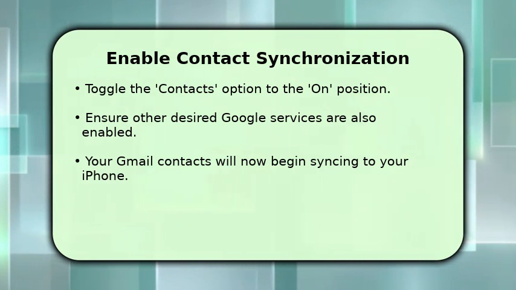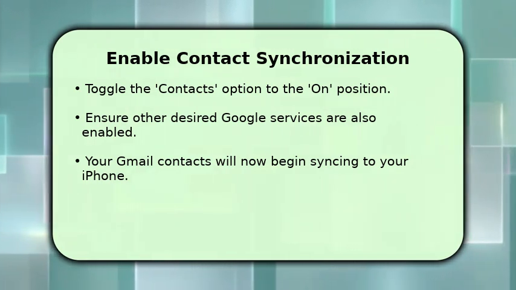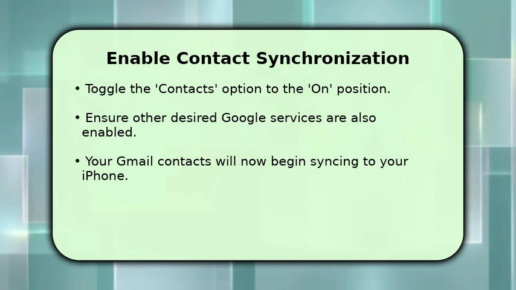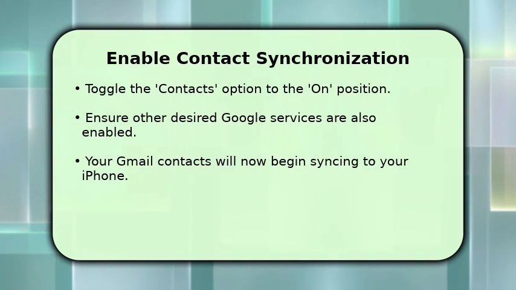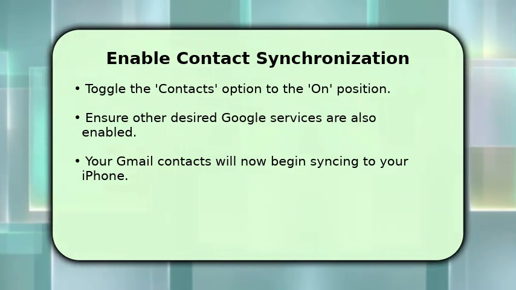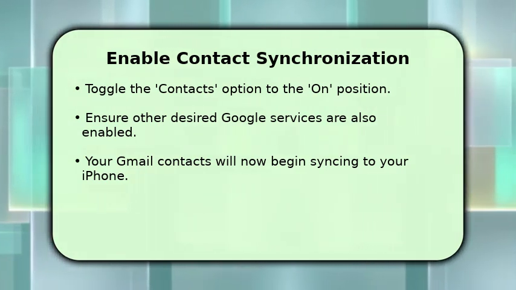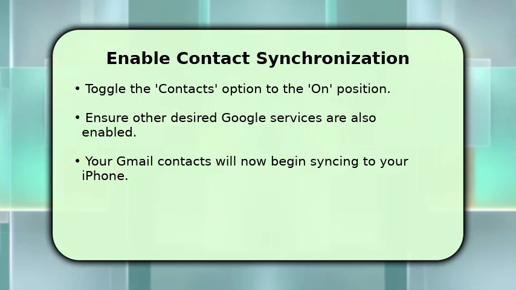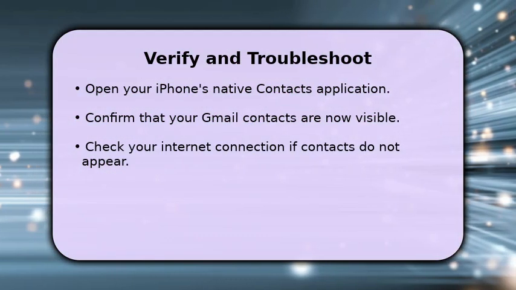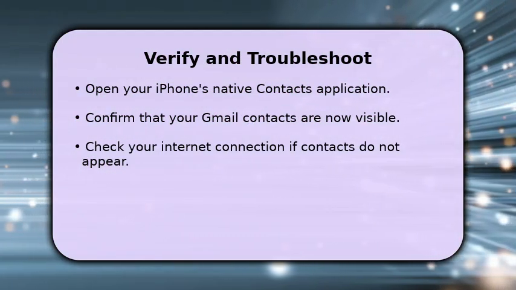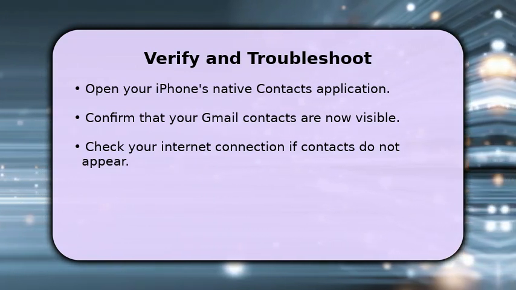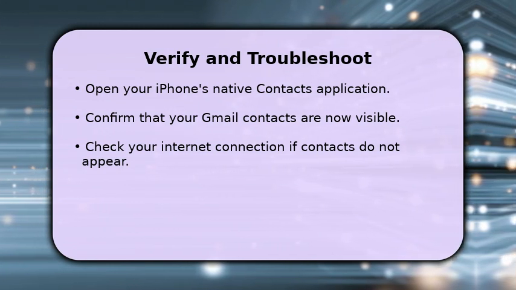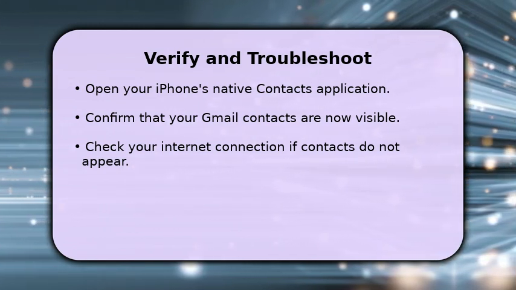This action directly enables the synchronization of your Gmail contacts to your iPhone. You can also choose to enable other services if you wish. Within moments, your contacts will start populating your iPhone's Contacts application. Finally, to verify that the synchronization was successful, open your iPhone's Contacts application. You should now see all your Gmail contacts integrated into your phone's contact list.